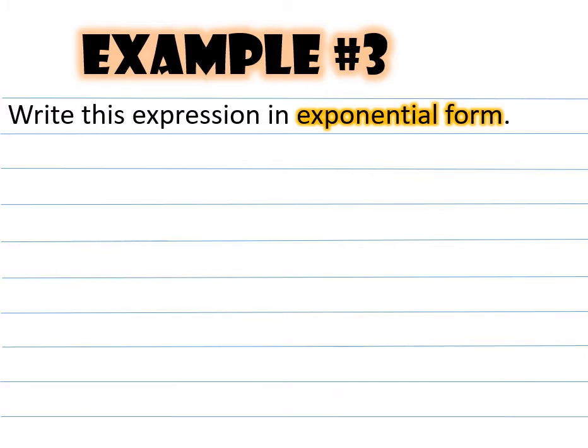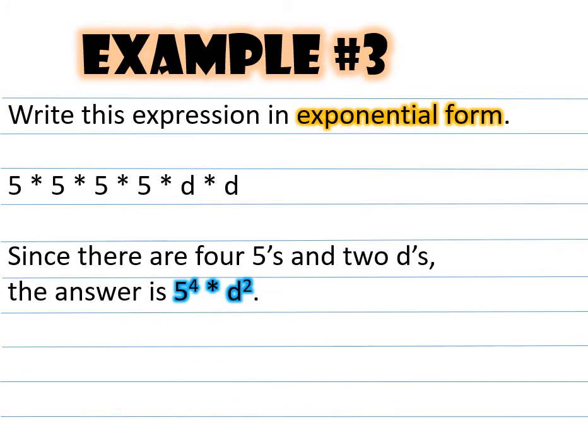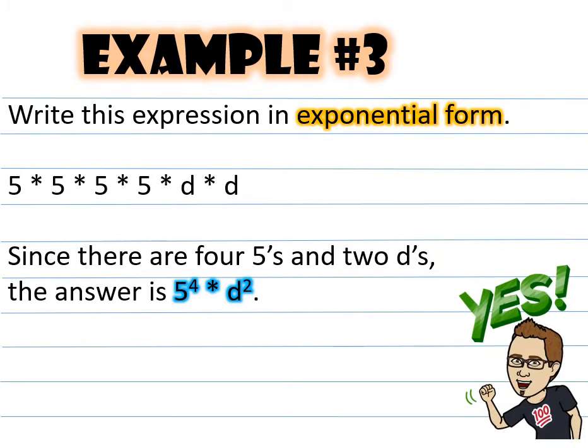Example number 3. Write this expression in exponential form. 5 times 5 times 5 times 5 times d times d. We don't know what the value of d is, but we can combine the 5s together to call it 5 to the 4th power. We can combine the d's together to call it d to the 2nd power. The answer is 5 to the 4th power times d to the 2nd power. It's always best to put your constants before your variables. Yes!